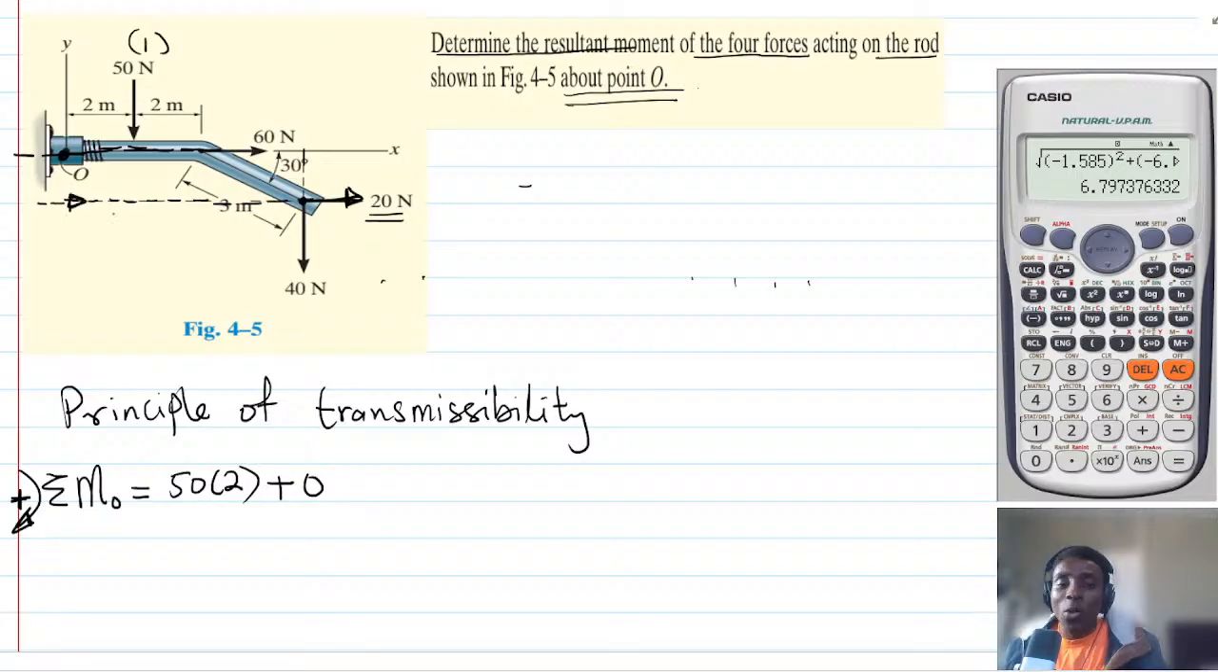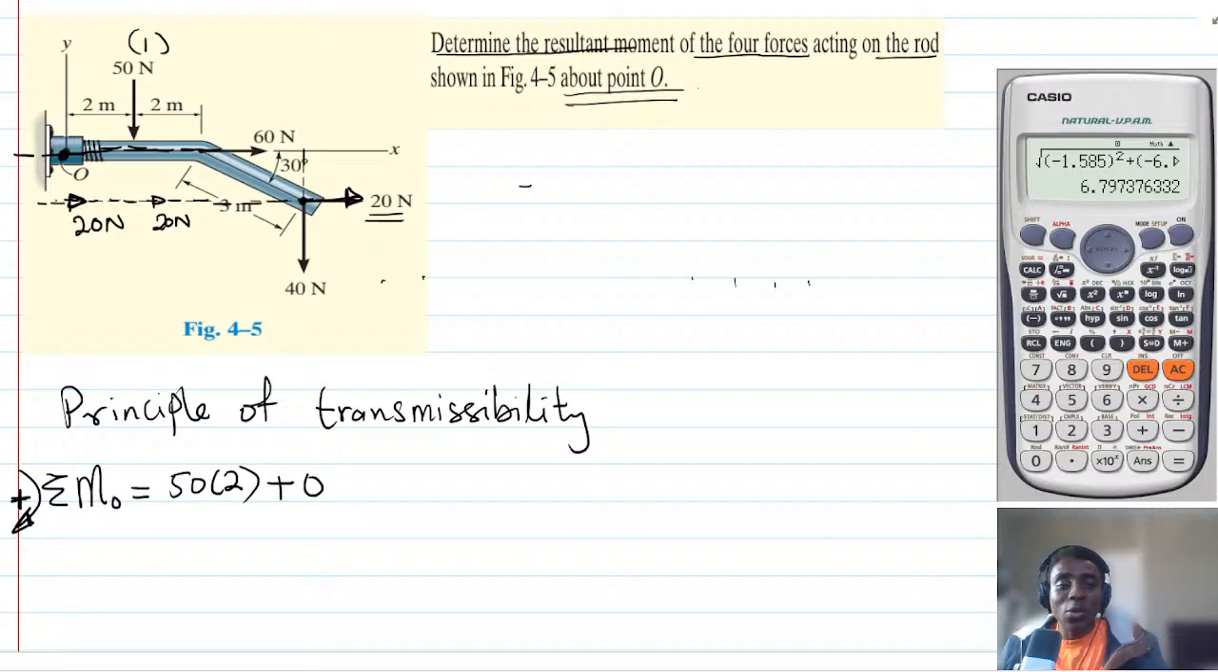So this is what we call the principle of transmissibility. The principle is saying that if I have a force of 20 newtons, this force here will still be 20 newtons, provided I walk along the line of action. I hope it makes sense. Provided you walk along the line of action, then it is still 20 newtons. That's all.